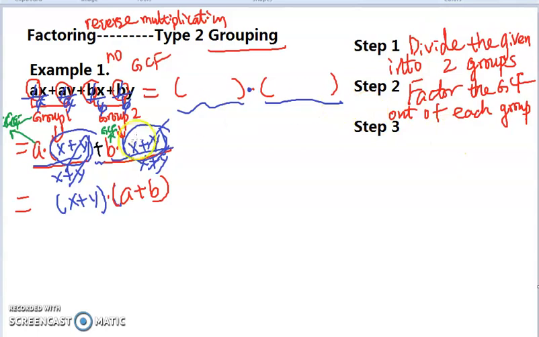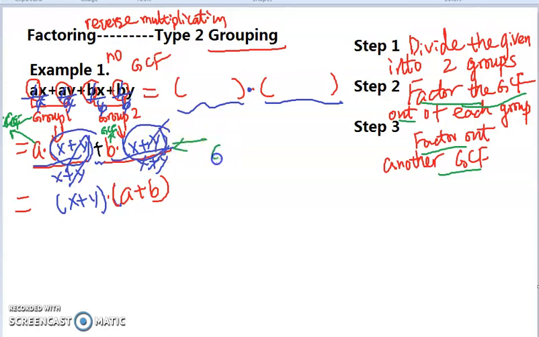We have to do one more step. We need to factor out another GCF. So technically, grouping is doing GCF 3 times. Usually we have 2 groups, so there are two GCFs we have to factor out, and then you factor out another GCF. So we factor GCF three times. And over here the GCF is 2 terms, x plus y, and we factored the whole thing out.